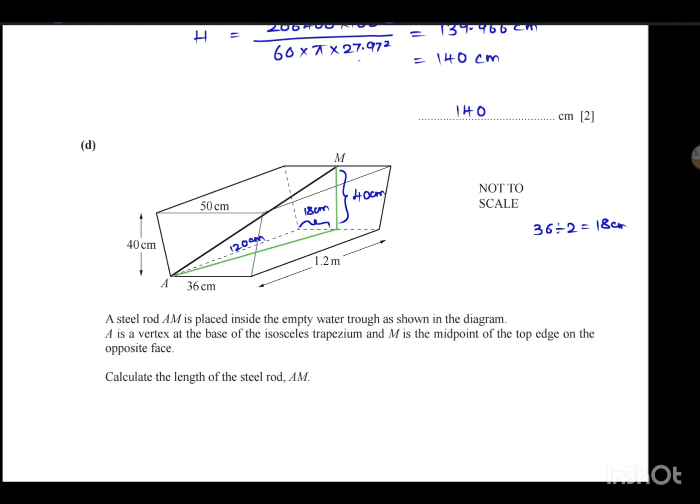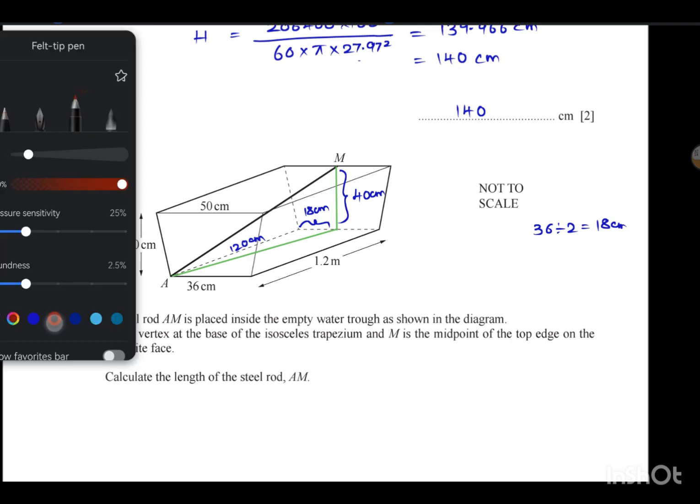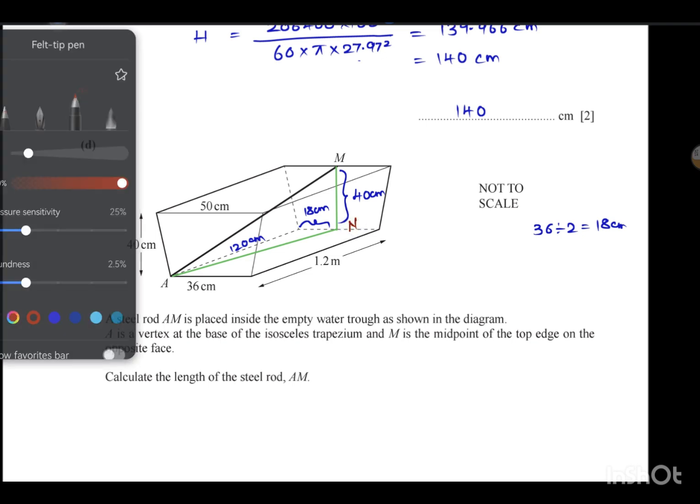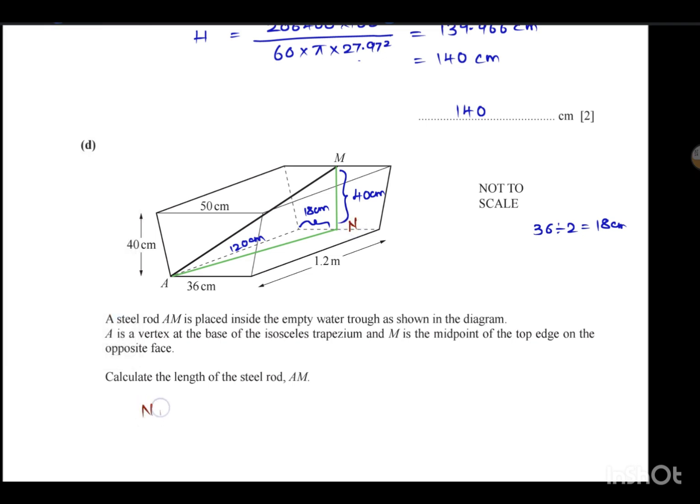So let us mark it with some letter. Let me take the midpoint as N. So NA is the square root of 120 square plus 18 square.